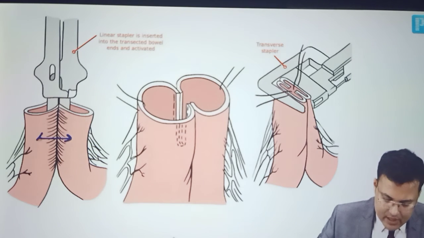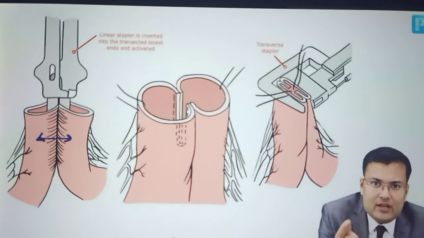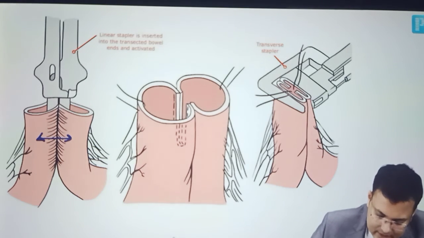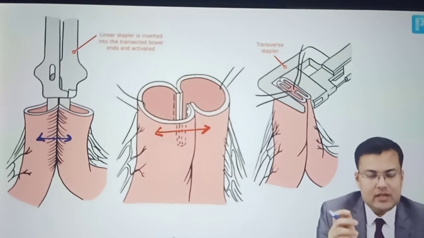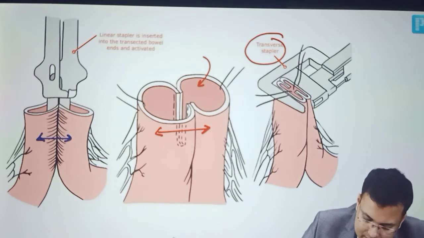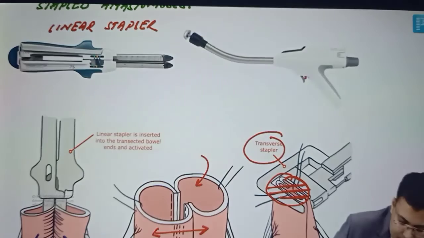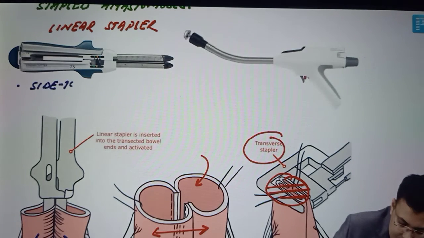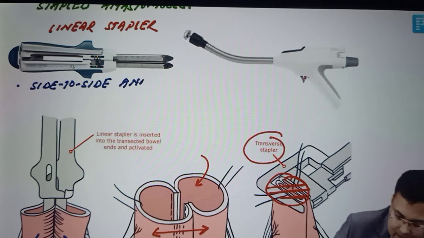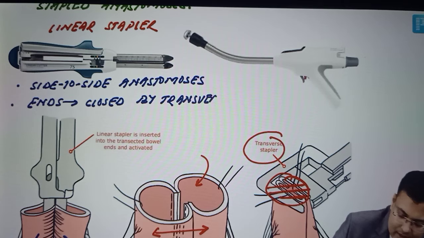I'm going to insert one limb into one part of bowel, the second limb into the other, and after that I'm going to fire the stapler. When I fire the stapler, there is communication. So it is going to create the side-to-side anastomosis. Can you see? Still, these ends are open and they are closed with the help of a transverse stapler. So the linear stapler is used to create side-to-side anastomosis, and the ends are closed by a transverse stapler.